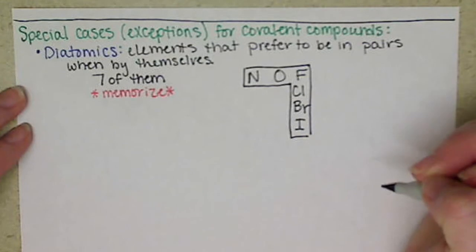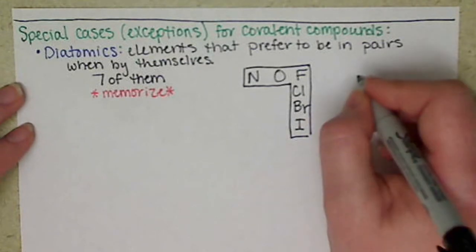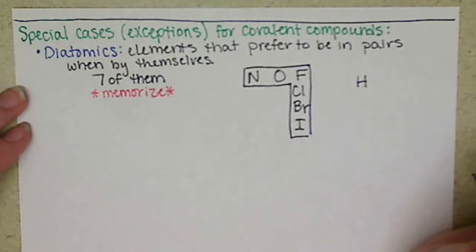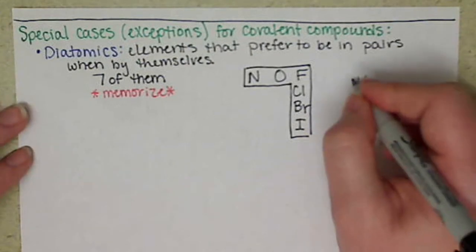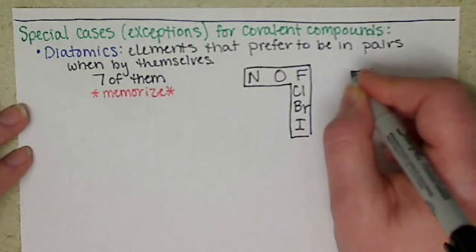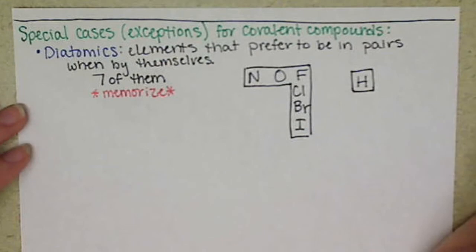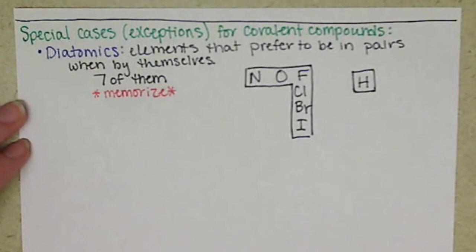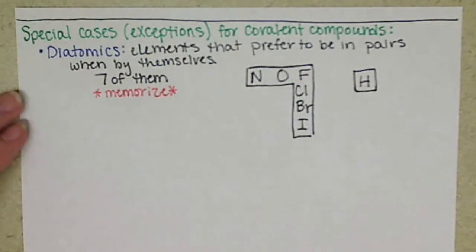Notice that there's only 6 that I've listed, and that's because hydrogen is the 7th one. If there's an exception to any rule, hydrogen is always going to be an exception. Hydrogen is kind of a bully that way.